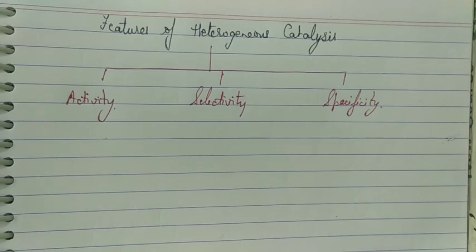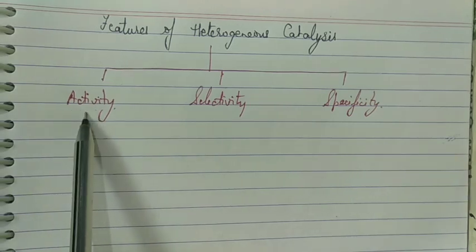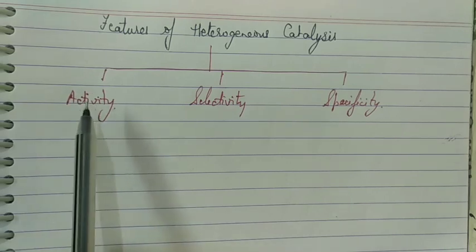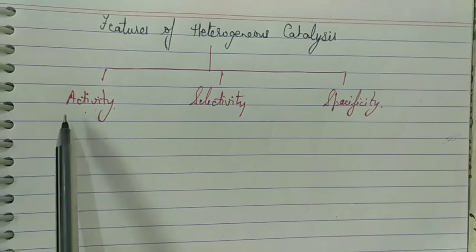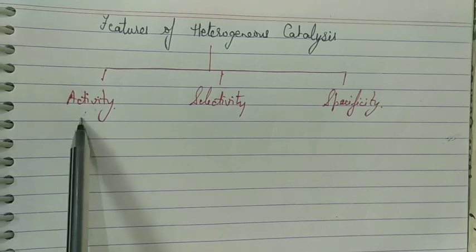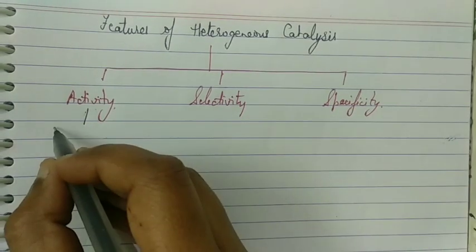First one is activity. Now what do you mean by activity of any catalyst? This is basically the extent by which any catalyst can enhance the rate of a reaction. Or we can say it is the capacity of a catalyst to increase the speed of a chemical reaction. That tendency, that ability is known as activity. So what is activity?